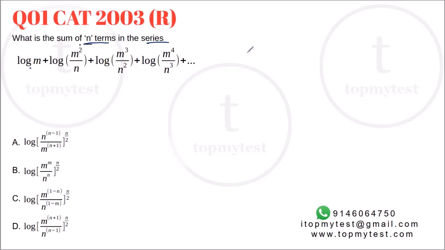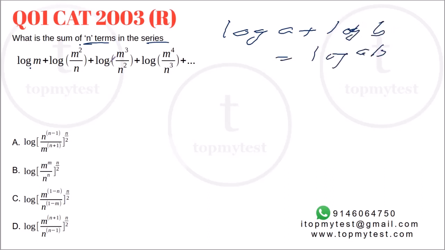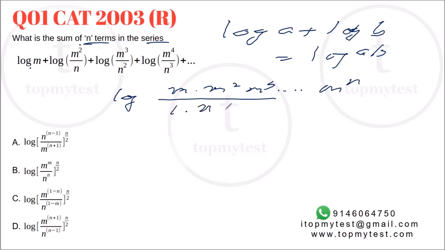If you observe, the property that we need to use, we know straight away. Log of a plus log of b equals log of ab, right? Because it's an addition, so we can multiply the terms. So let's see what comes out of it. If you multiply all the terms, your numerator would be m into m square into m cube, so on till m to the power n. Your denominator will be 1 into n square into n cube, so on till n to the power n minus 1. n lags m by one term.